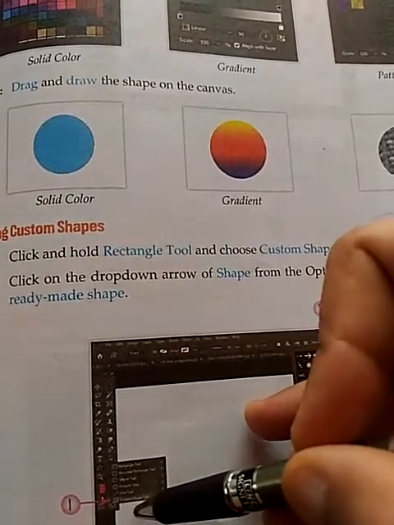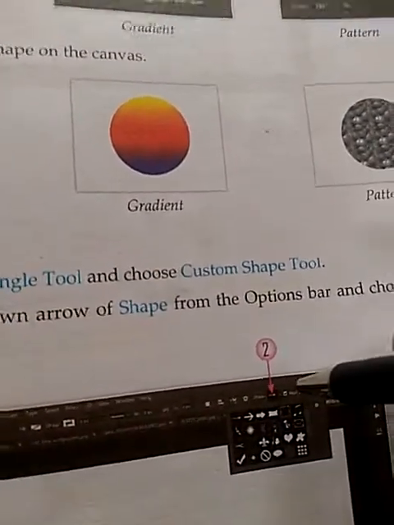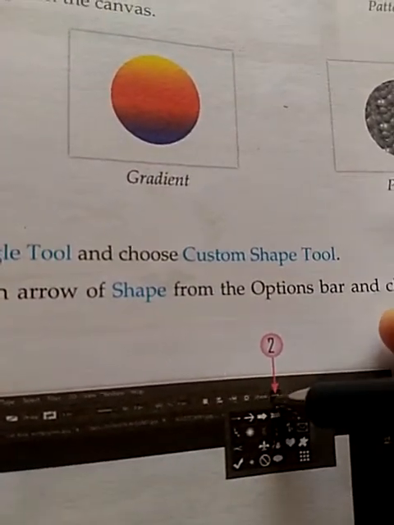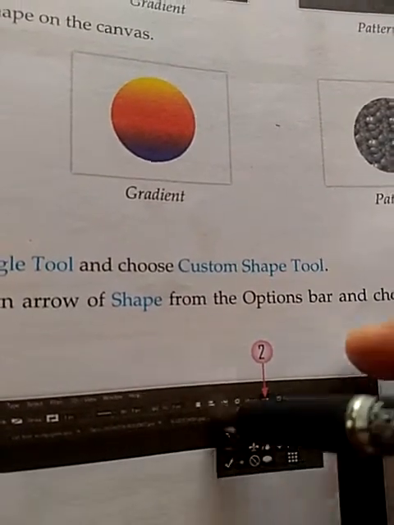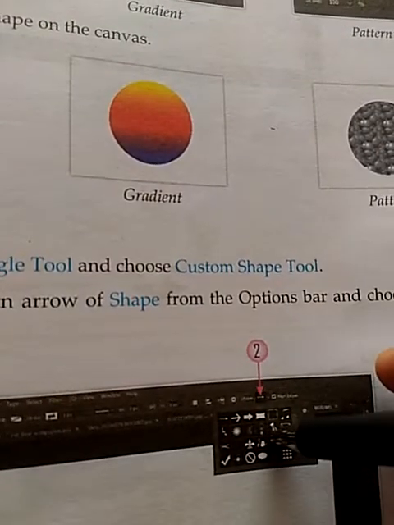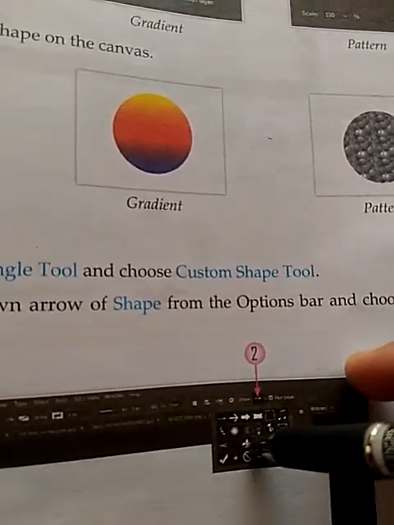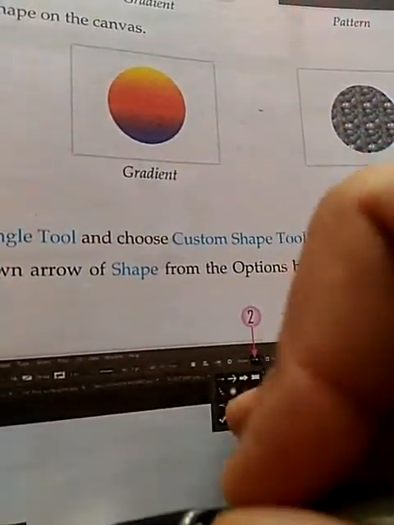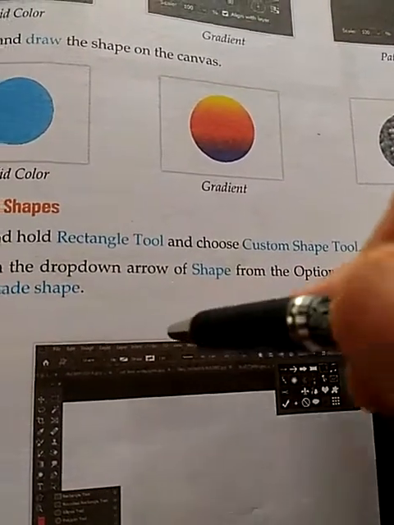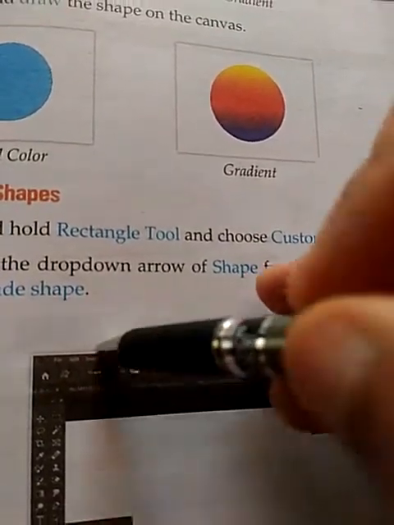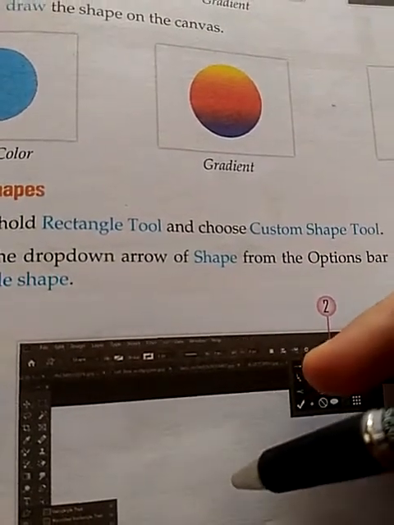After selecting the custom shape tool, on the option bar you will find the more option button. This arrow is here, more option. When you click on this, you will get many types of shapes which are available here. Select any of the shapes according to your requirement. After that, you can draw the image on this canvas. Again, the filling option and the color can be changed by the fill style option present on the option bar. So in this way you can insert the custom image.